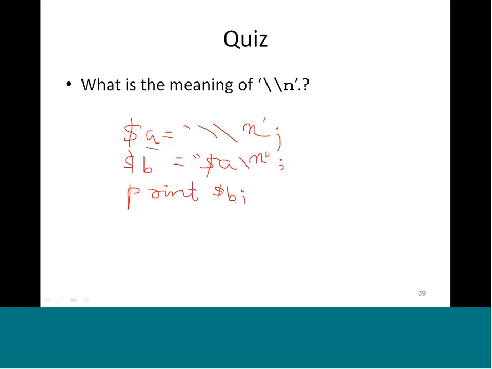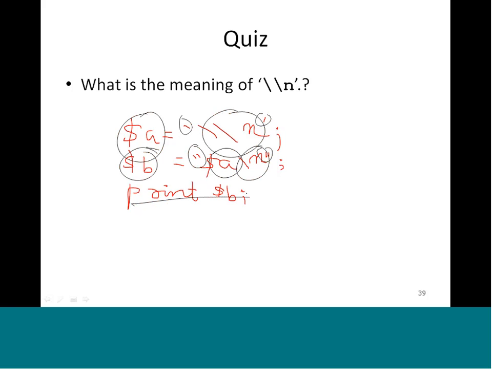I also asked you to actually try to run this program. Basically, $a is equal to single quote backslash n. Then $b is equal to the double quotes $a and backslash n, and then now you print $b. What happens? So I hope you tried this out.